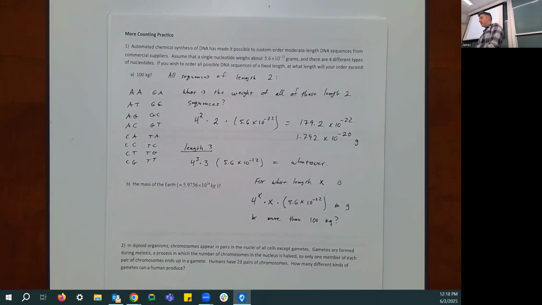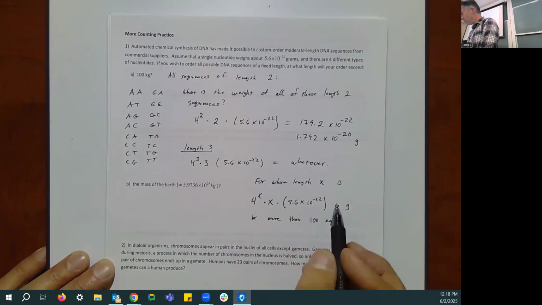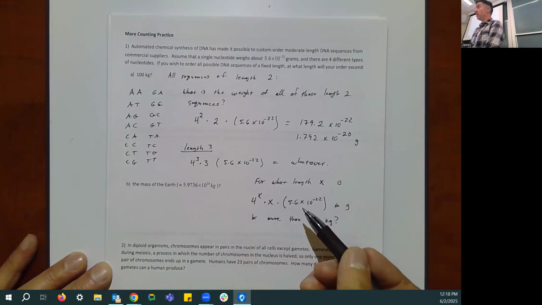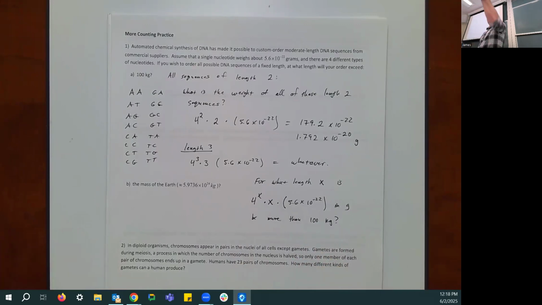If you set 4 to the x times something equal to a number and then try to solve for x using algebra, you can't. So unfortunately here, you just have to kind of guess and check. It's kind of annoying. So here's what I'm going to do to make this a little bit better. I'm going to change this to being measured in kilograms instead of in grams. Meaning, if I had 1,000 grams, that's 1 kilogram. Or if I had 10 to the third grams, that's 10 to the 0th kilogram.